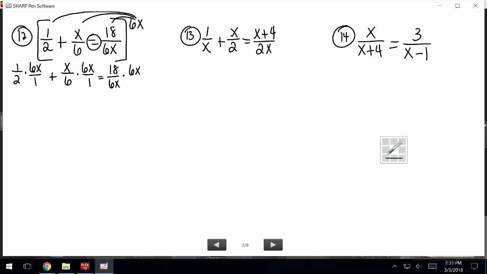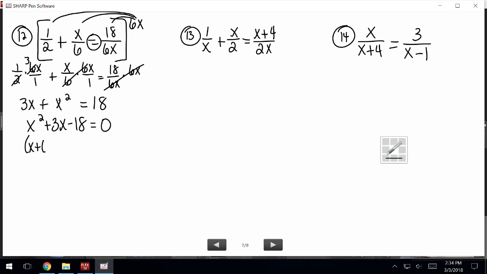All right, so the 2 and the 6 will reduce by 2 to give me 3. So that leaves me with 3x over 1, which is 3x. The 6 and the 6 will cancel. Leaves me with x times x, which is x squared. The 6x times the 6x and the 6x will cancel, leaving me with 18. Because I have an x squared, I want to get everything to one side so that I can factor.